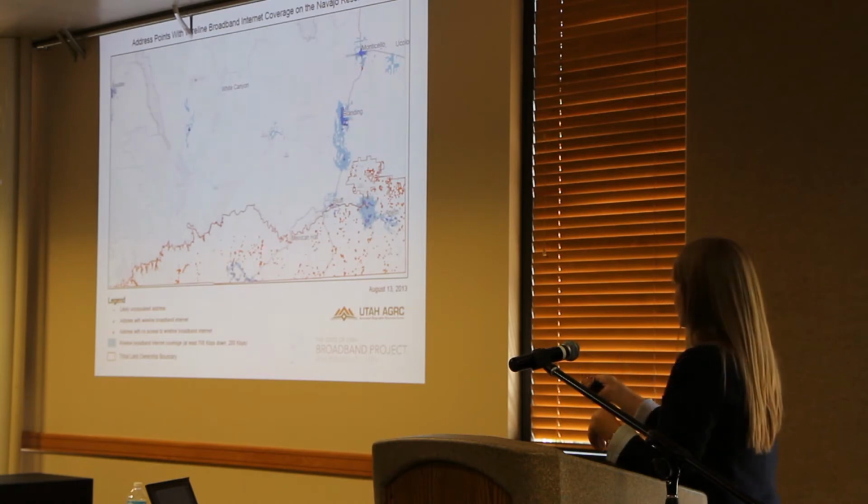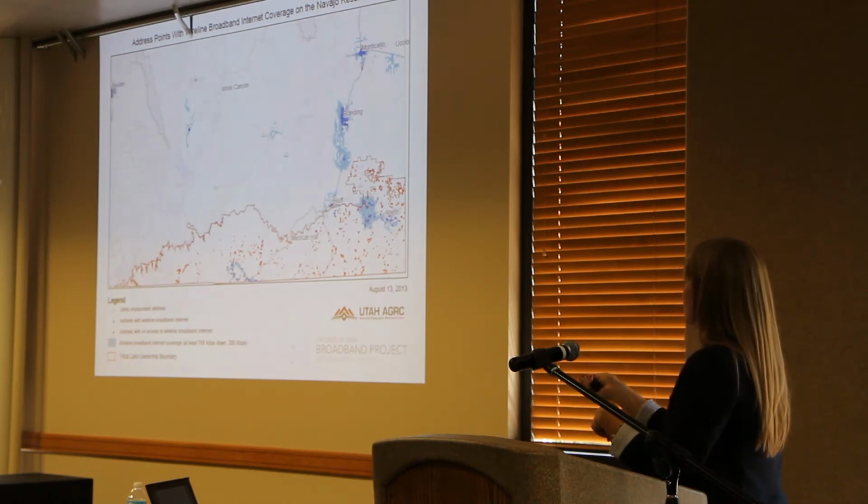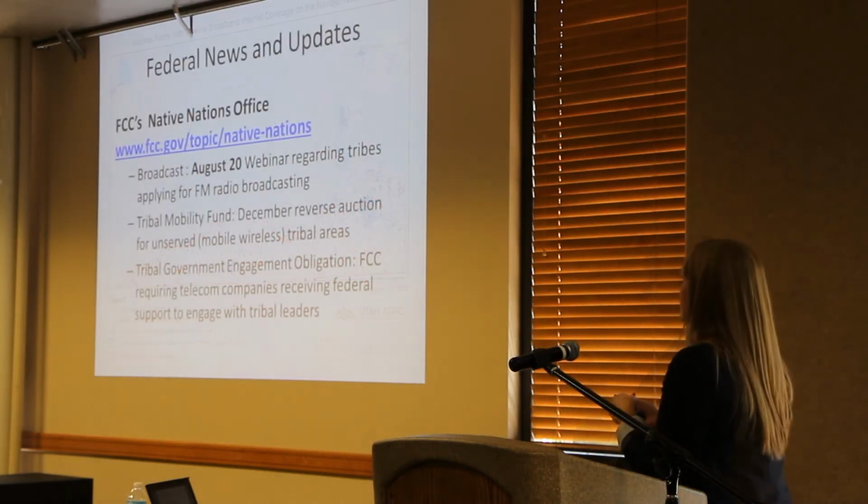So each dot that you're looking at is a household. The blue dots represent households that have some level of broadband service within the Utah area of the Navajo Reservation. But the red dots are households, address points that do not have any service. So you can see the disparity here.